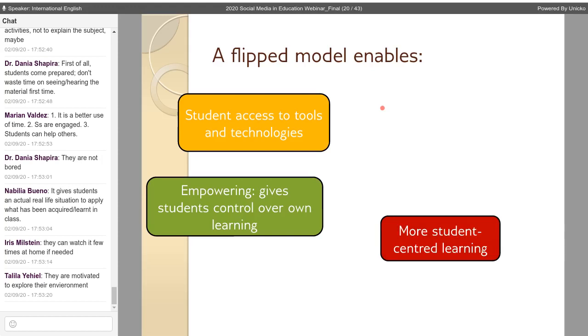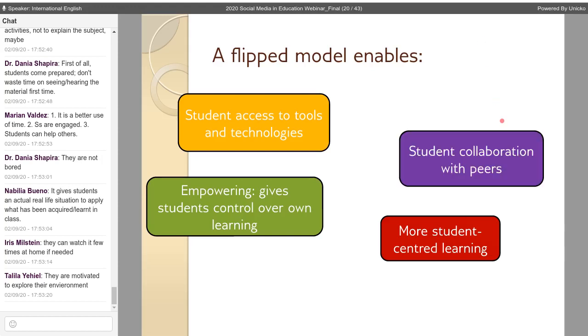It is a more student-centered learning environment where the role of the teacher is changing from being a lecturer to being a facilitator, from being a sage on the stage to being a guide on the side. This model enables student collaboration, and learning is a social process. One cannot learn in isolation. You learn by sharing ideas, by exchanging ideas with peers.